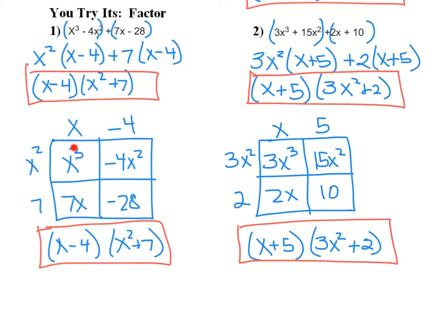Using the box method, I put each term inside its own box. And then I looked for the common factor in the first row. That gave me an x squared. Common factor in the second row, that gave me a 7. Common factor in the first column, that's an x. Common factor in the second column, minus 4. So you see that I get exactly the same answer. Go ahead and take a look at exercise number 2, in which case the answer x plus 5 times 3x squared plus 2 is exactly the same whether I've used grouping or the box method.